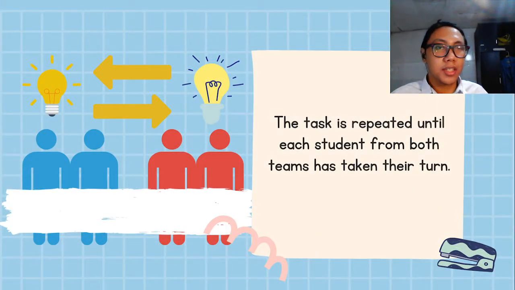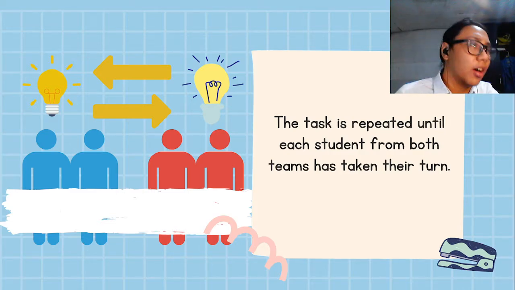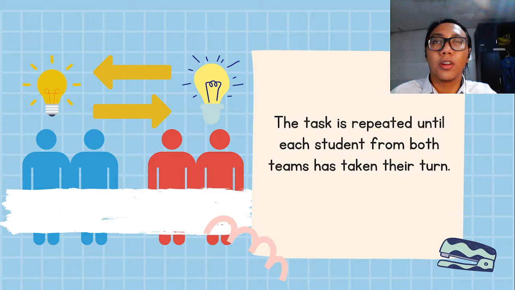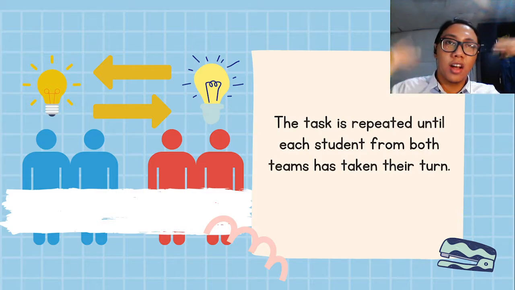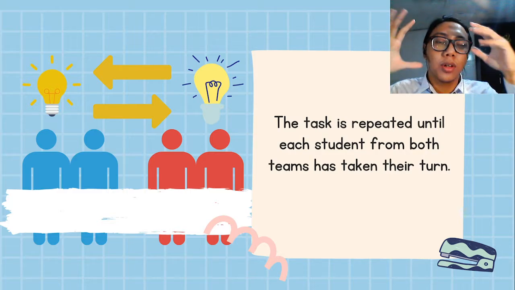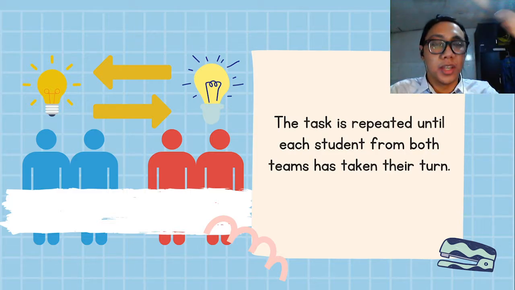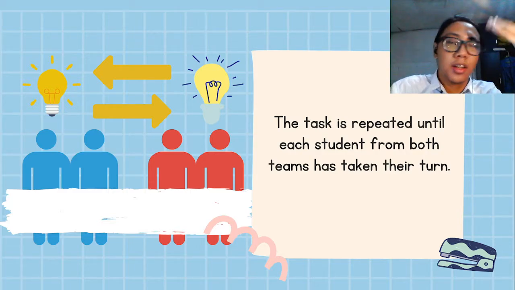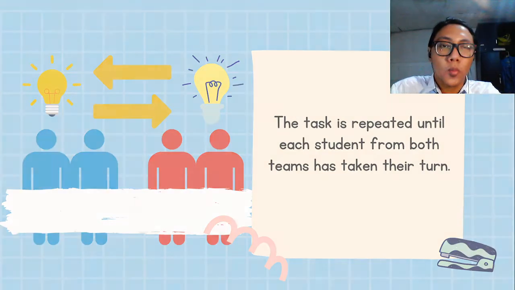And here's the last part of it. The test is repeated until each student from both teams has taken their turn. What is meant by this is that after each student has taken their turn, this creates a sense of equal fighting chance for all the students, and equal representation or participation from all the students in this particular classroom.